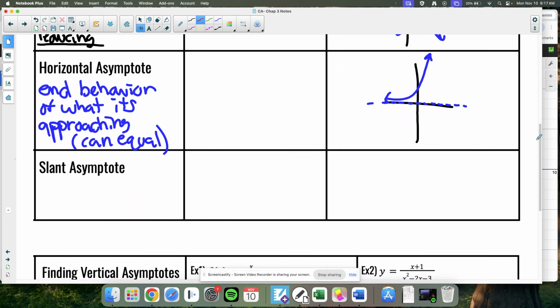A slant asymptote. If a horizontal asymptote was horizontal, what would a slant asymptote do? Diagonal. So this is just a diagonal asymptote. It's the same idea as all the other ones. If you have a slant asymptote, it just means the function is going to get close to that diagonal line. These all have different instances and how you find them, but it all really depends on the setup of the fraction.